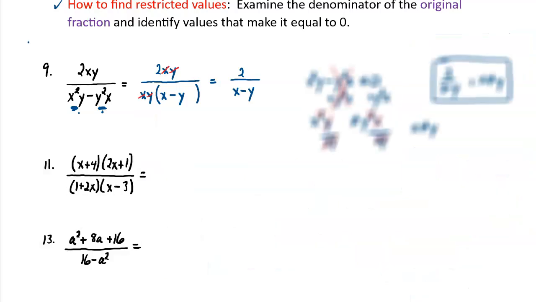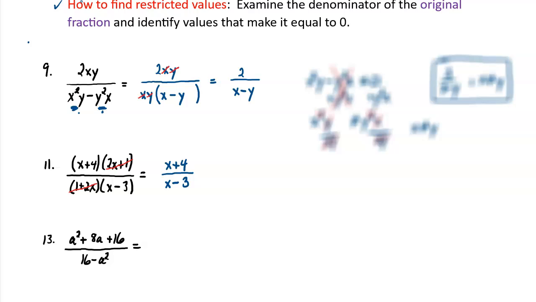Problem 11. Problem 11 is going to be a lot faster because the numerator and the denominator are already in factored form, and because the denominator only has one variable in it, it's not going to be as confusing as the one we just did when we get the restrictions. Step 1 is already done. Top and bottom are factored. Step 2 is to cancel out common factors. You need to realize that 2x plus 1 is really the same thing as 1 plus 2x. Addition is commutative. Those are equal expressions. The result is x plus 4 in the numerator and x minus 3 in the denominator.